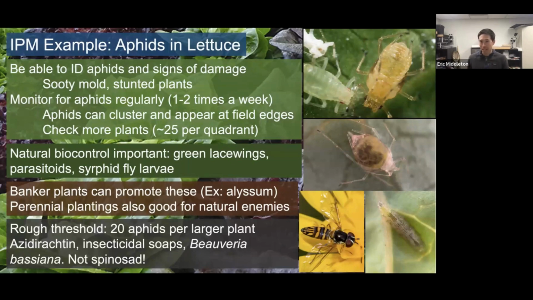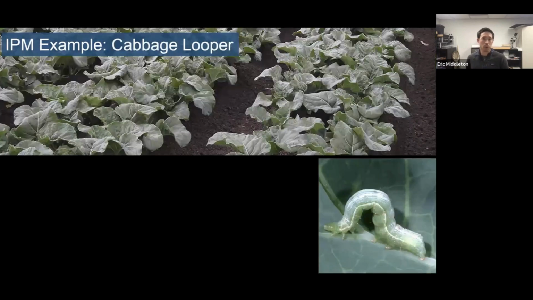Spinosad does not work very well against aphids. It's not labeled for use against them in most cases. And also, spinosad is directly harmful towards these syrphid flies. So it has been found to kill both the adults and also the larvae, which normally will help keep your aphid numbers in check. So again, understanding the interactions between the different insecticides you might use and the beneficial natural enemies that are there are also really important.